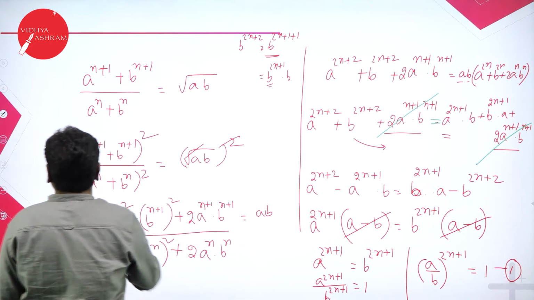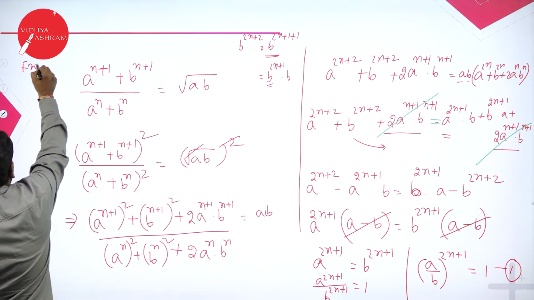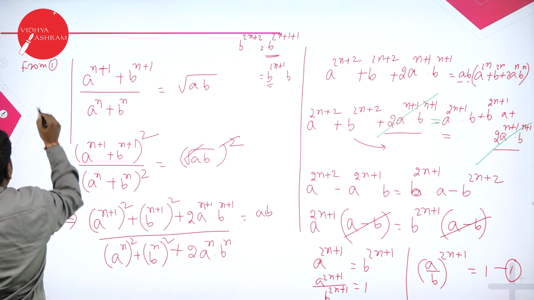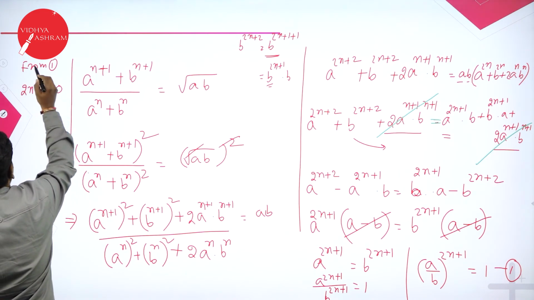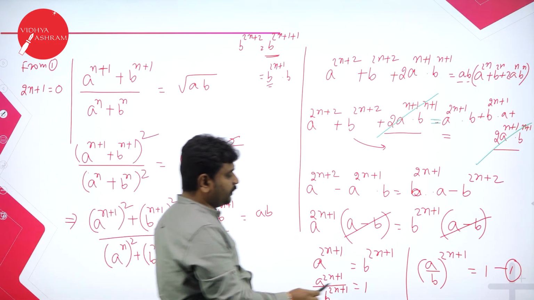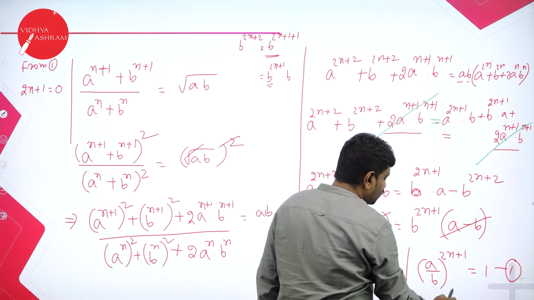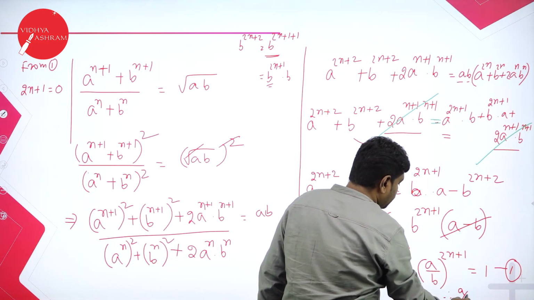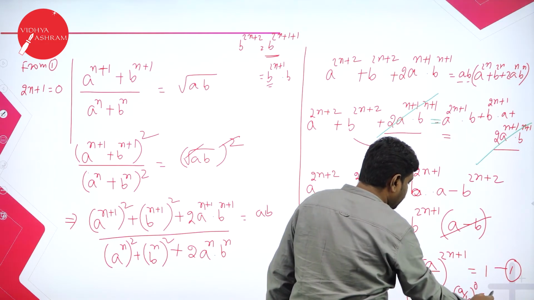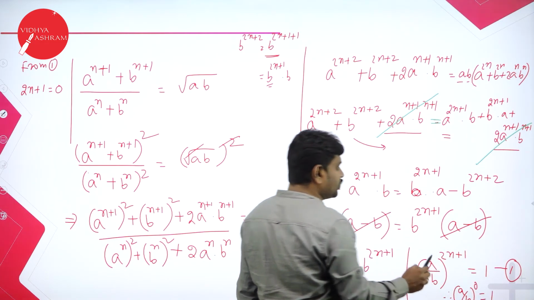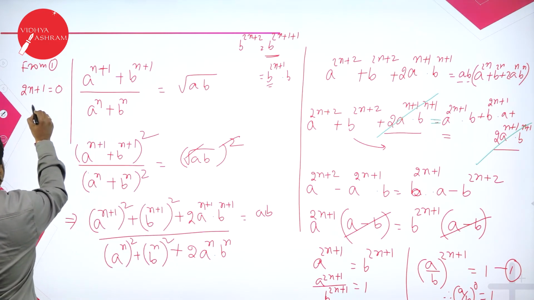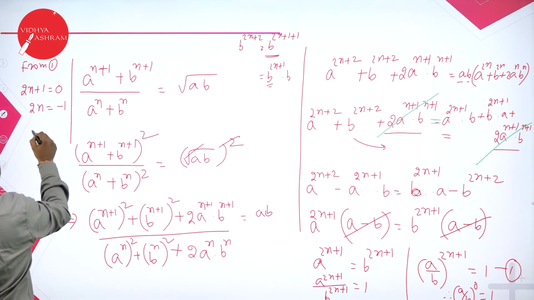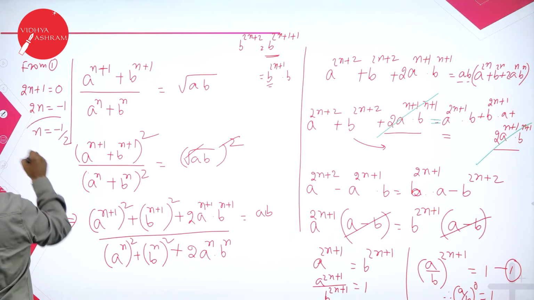So let me justify here. From 1 I can say the power is to be 0, because RHS is 1, and anything power 0 is 1. So what is the conclusion? (a by b) power 0 can become 1. Therefore this 2n plus 1 has to be 0. So from this 2n is equal to minus 1 and n is minus 1 by 2. So we got the value of n.